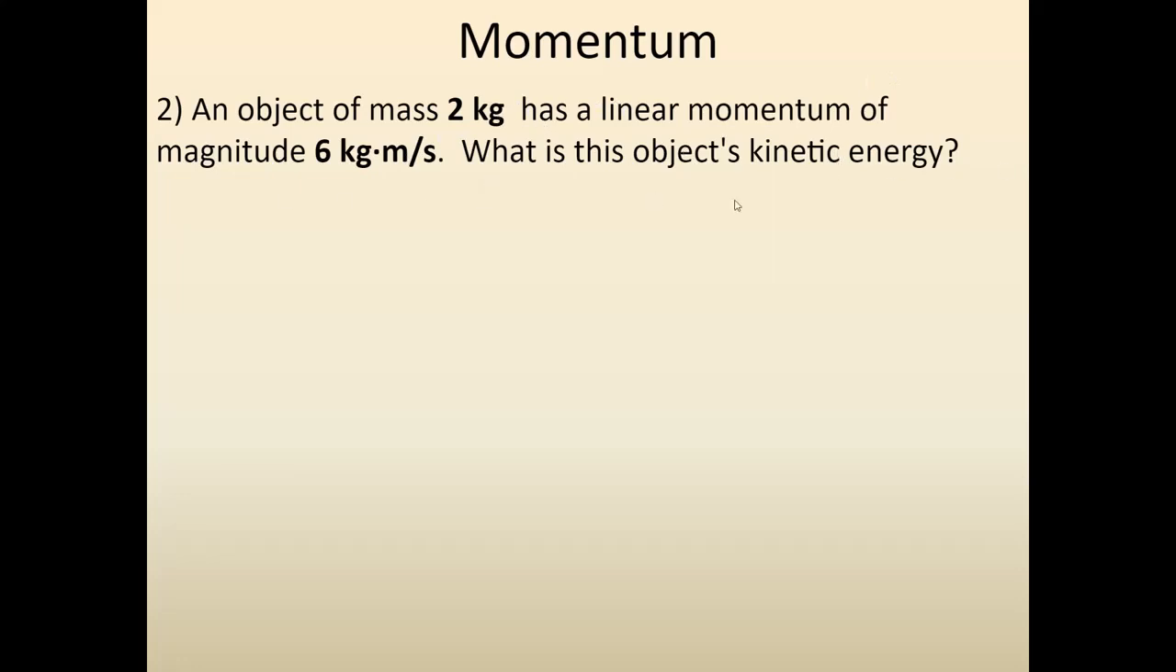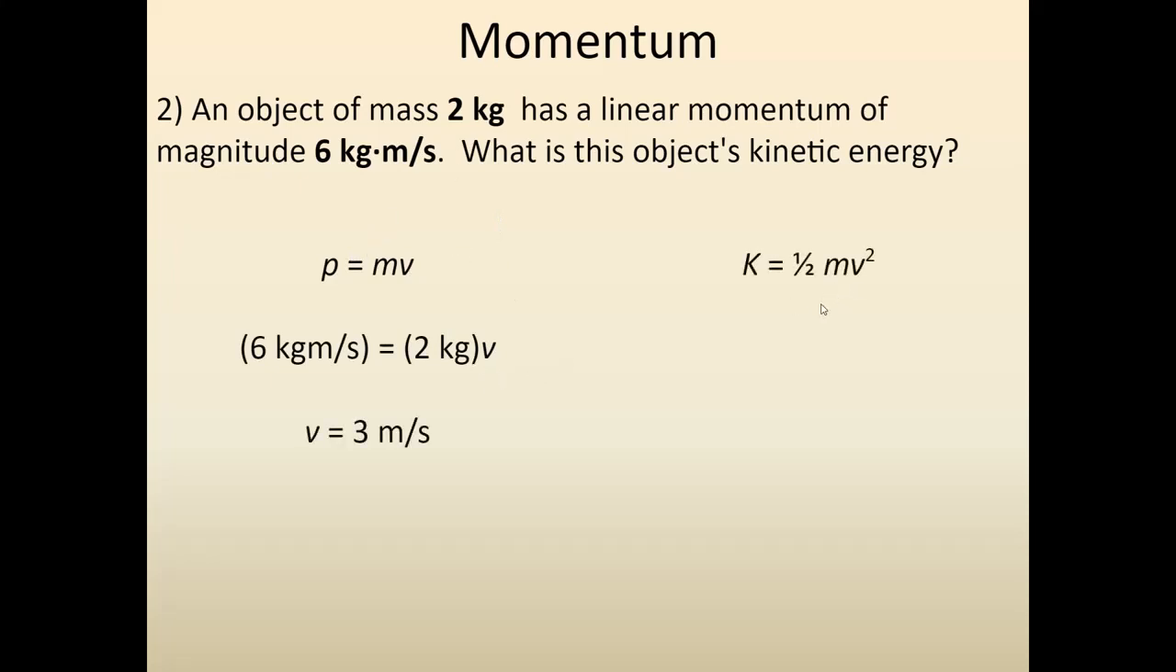So they want the object's kinetic energy. Kinetic energy is 1/2 mv squared, which means we need a mass and a velocity. I only have a mass here, so I can use this momentum to figure out what the velocity is. I use the 6 and the 2 to get that the speed is 3. Once I have that, I can use the kinetic energy equation, plug the numbers in, chug out an answer, and I get 9 joules.